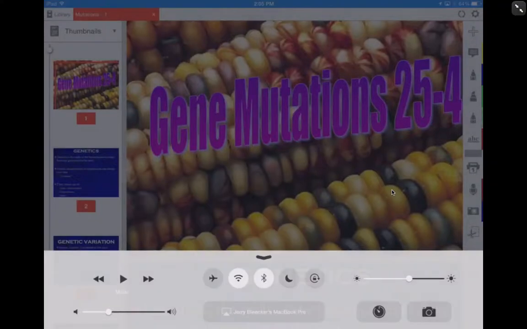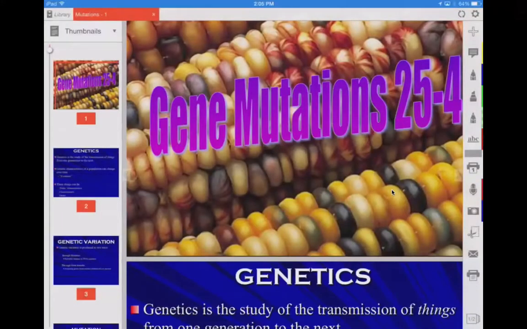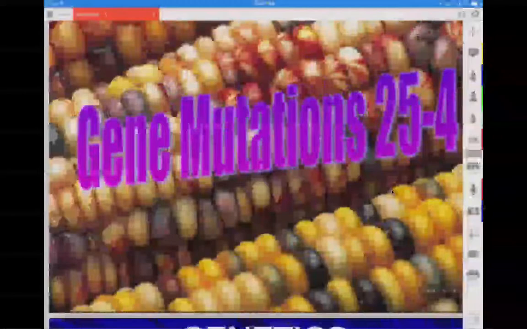Okay, so there we go. Awesome. Push over the thumbnail tray.